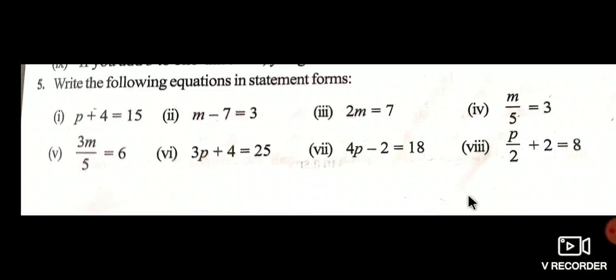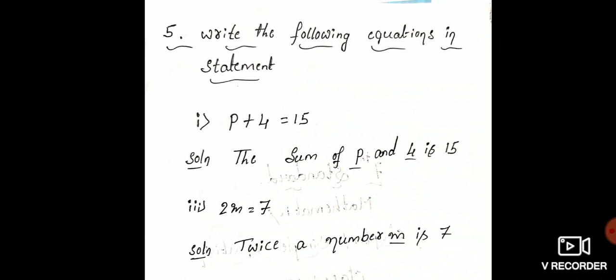For this one, I will choose only 4 problems. The remaining you should try to solve yourself. Write the following equations in statement form. The first equation is p plus 4 is equal to 15. Dear students, there are many ways to write the given equation in statement form. You can write it in your own sentence also.